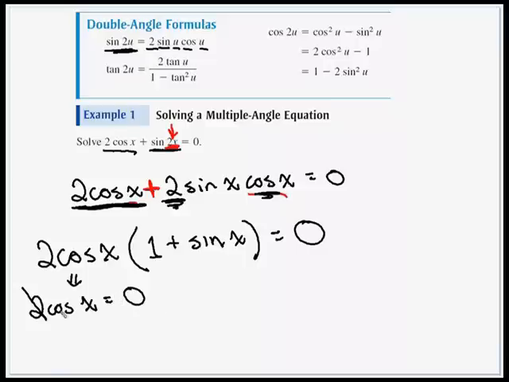And where does cosine equal 0 on the unit circle? Remember, cosine is our x coordinate, so that's going to occur at x equals pi over 2 and 3 pi over 2.